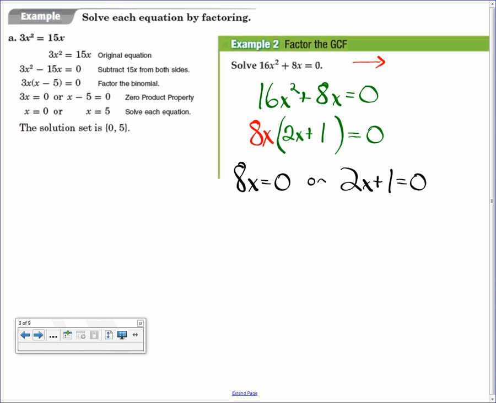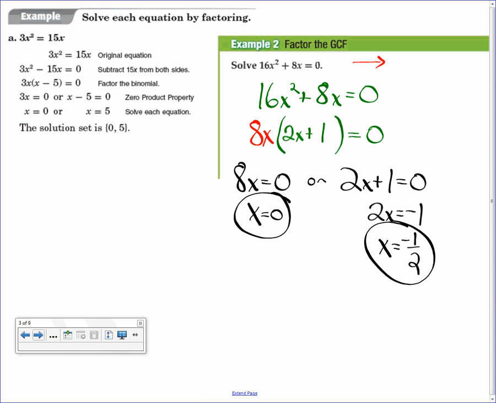Now if 8x equals 0, of course x is equal to 0 itself. If 2x plus 1 is equal to 0, I have to solve this algebra problem. I'll subtract 1 from both sides. 2x minus 1 is 2x. 0 minus 1 is negative 1. I'll divide both sides by 2. 2x divided by 2 is x. Negative 1 divided by 2 is negative 1/2. Alright? These are our two solutions. And so to write it out, I'll just put it in a set.